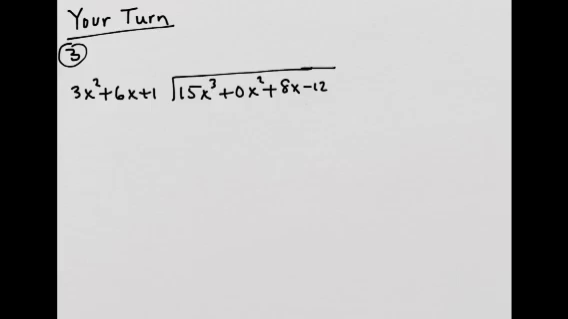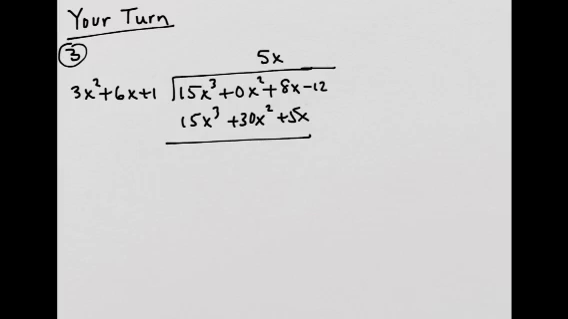Alright, so this is number 3 on your turn on the earlier page, right? So I'm setting it up. 3x squared plus 6x plus 1 is the divisor. And so I ask myself, what do I have to multiply this by in order to get this? Okay, and that would be 5x. So now we multiply 5x by each of these 3 terms right here. And so that gives me 15x cubed plus 30x squared plus 5x.